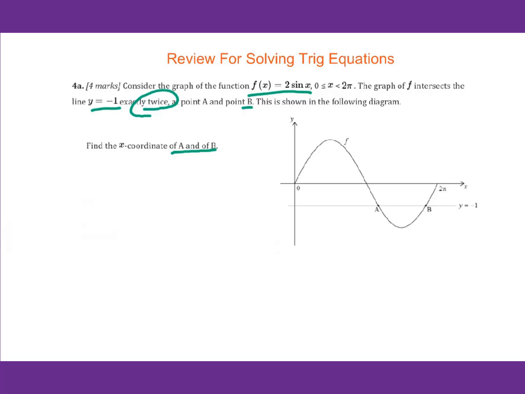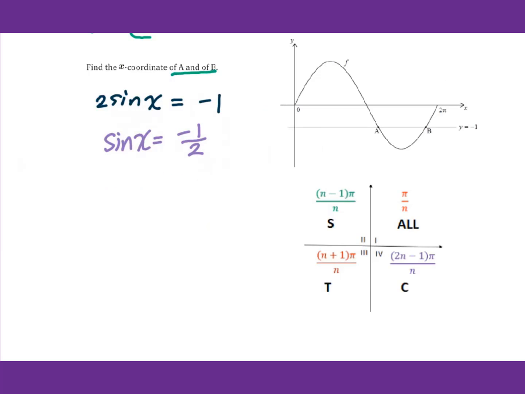First of all, according to the given information, we will set up 2 sin x equals -1. We need to isolate this: sin x equals -1 over 2. First of all, we need to get the reference angle alpha, since sin pi over 6 equals 1/2. Therefore, this reference angle will be pi over 6.